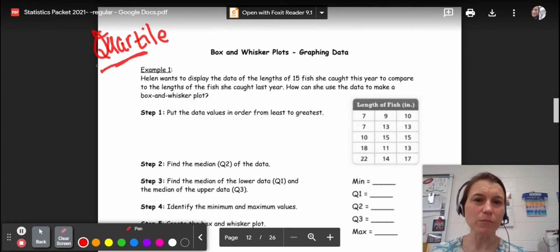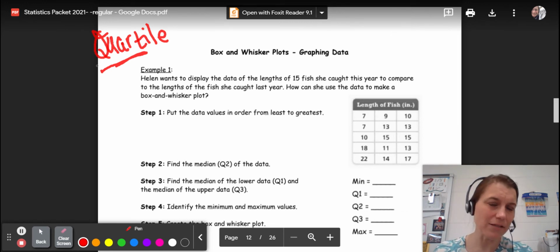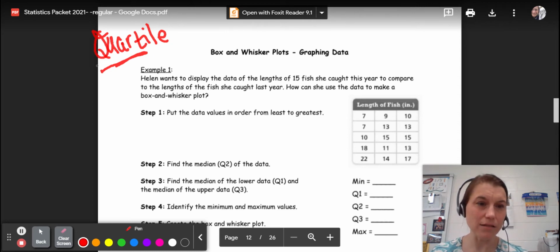So Helen wants to display the data of the lengths of 15 fish she caught this year to compare to the lengths of the fish she caught last year. She just has right now a chart or a table just full of fish lengths. And that's a lot to look at, these 15 numbers. I see a 7 in here, I see a 22. It's not organized, and it's not a really great way to display data.